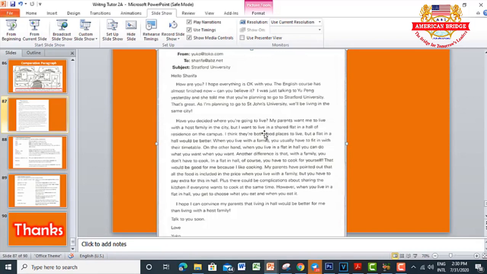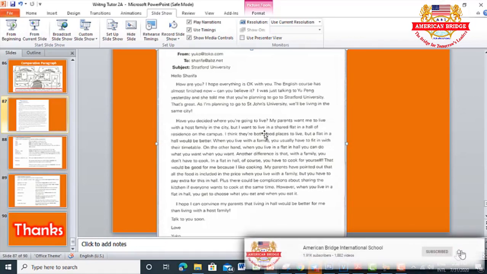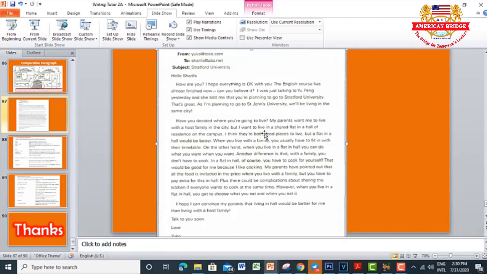And what about the contrast signal that you can find, like the words on the other hand? They compare: when you live in a host family, you have to fit with the timetable. On the other hand, when you live in a flat, you can do what you want when you want. So they also show the contrast like this. And then you see another difference, and the last one you see the word however, which shows the contrast as well.